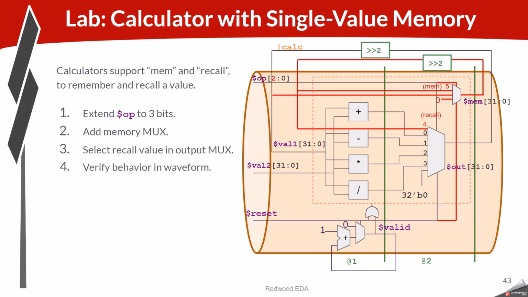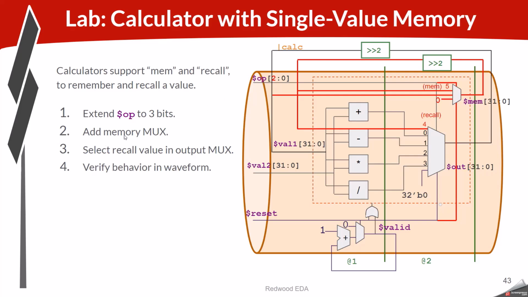So the first thing we need to do is actually add those two operations. So far we've got a calculator that can do up to 4 operations. So we've got an op signal that currently is 1 to 0 to encode those 4 possibilities. And now we're adding 2 more possibilities, so we need to add a bit here. So we'll extend op to 3 bits.